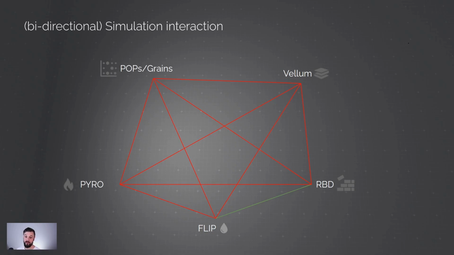The first one is just faking it. So there are all kinds of ways, especially as an experienced FX TD, to make it appear as if there was a simulation interaction between them. And the second way of doing this is, very, very often, actually, there is no bidirectional interaction. Very often you have a primary and a secondary simulation. So for example, if something falls into water, then technically it should be stopped by the water. But if it wouldn't, you wouldn't really notice it.